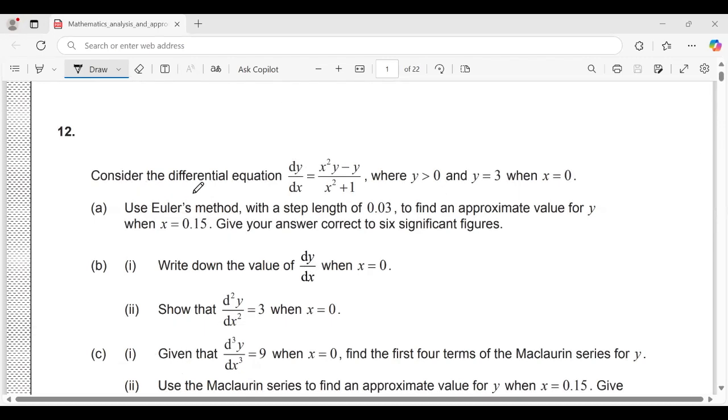Number 12, consider the differential equation dy dx equal x squared y minus y over x squared plus 1, where y greater than 0 and y equals 3 when x equals 0. Use Euler's method with a step length of 0.03 to find an approximate value for y when x equals 0.15. Give your answer correct to 6 significant figures.